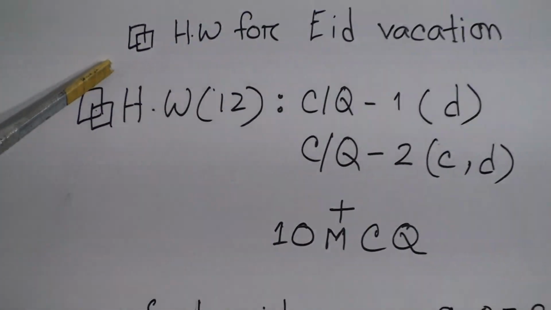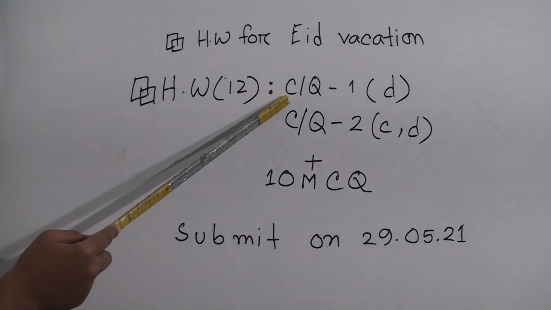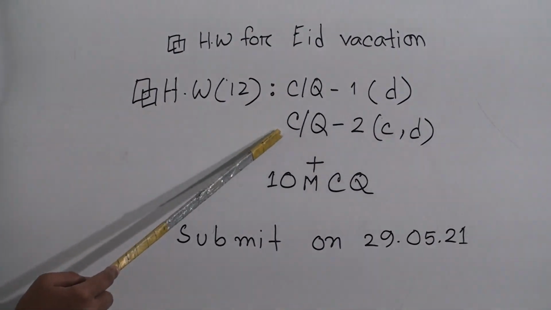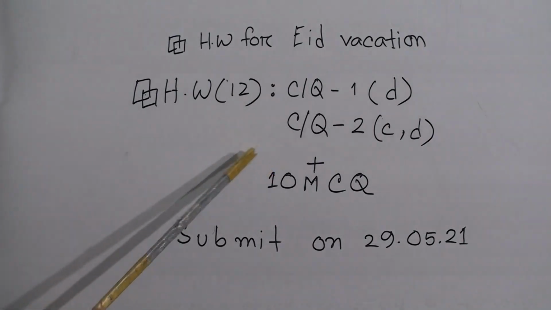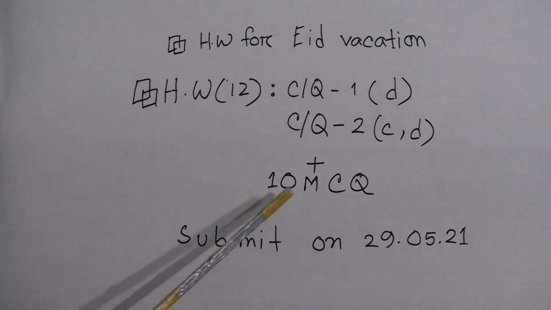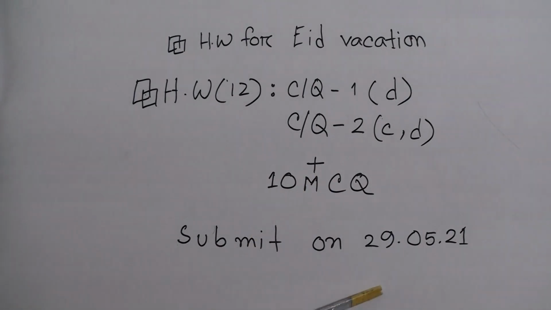Now dear students, this is your Eid vacation homework. You have to write the answer of D of CQ 1, and the answers of C and D of CQ 2. Along with these answers, you have to make 10 MCQs with 4 options and submit them on 29th May from 9 AM to 3 PM.